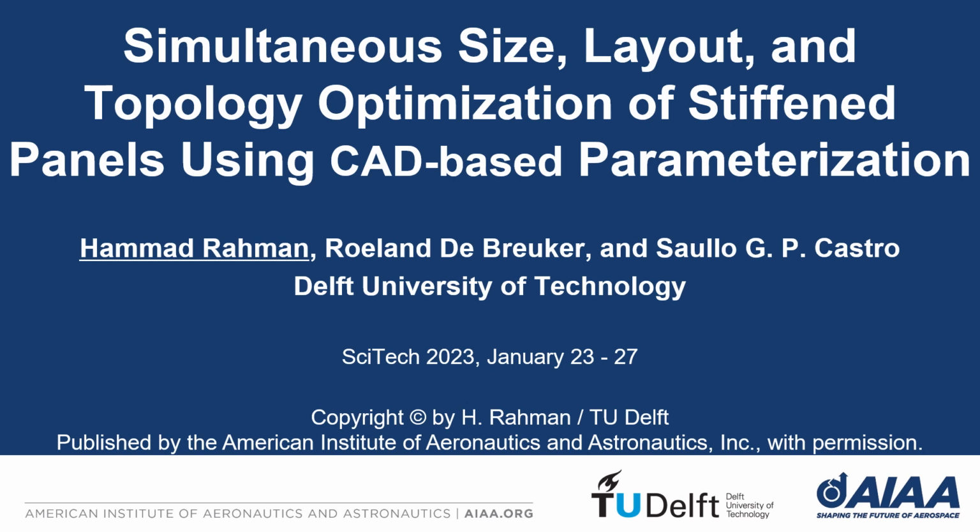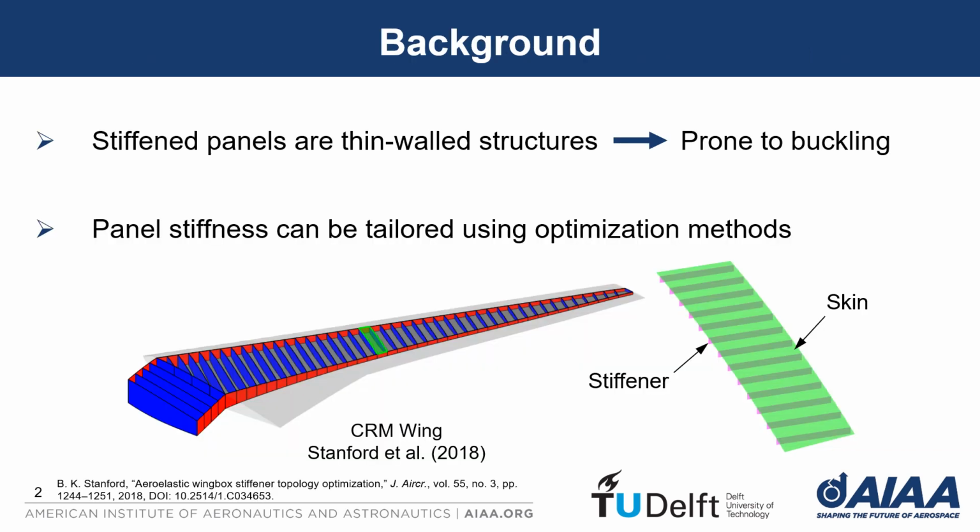In this paper, the proposed method is used to design a stiffened panel subjected to buckling constraints. Stiffened panels are widely used in aircraft to build the structure of wings and fuselage. Since it is a thin-walled structure, besides strength failure, it is prone to fail under buckling instability.